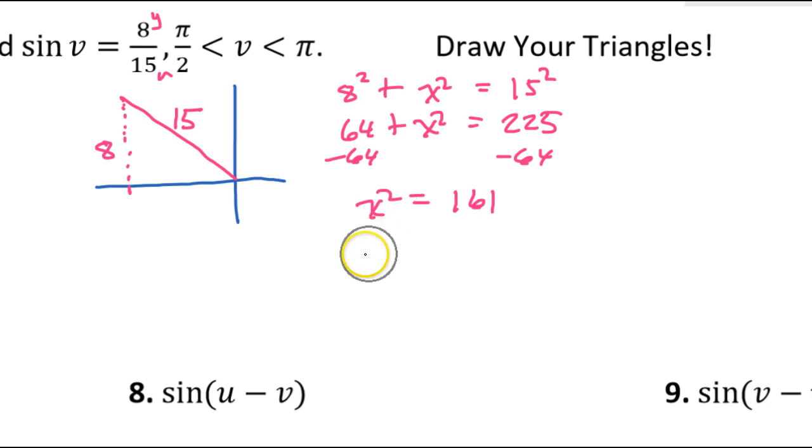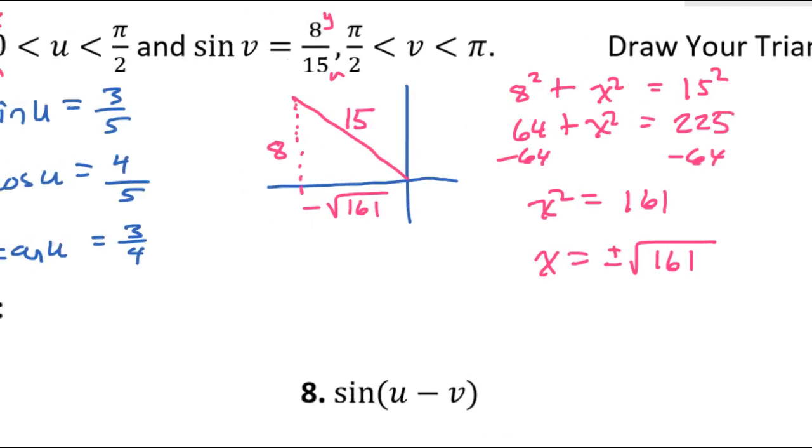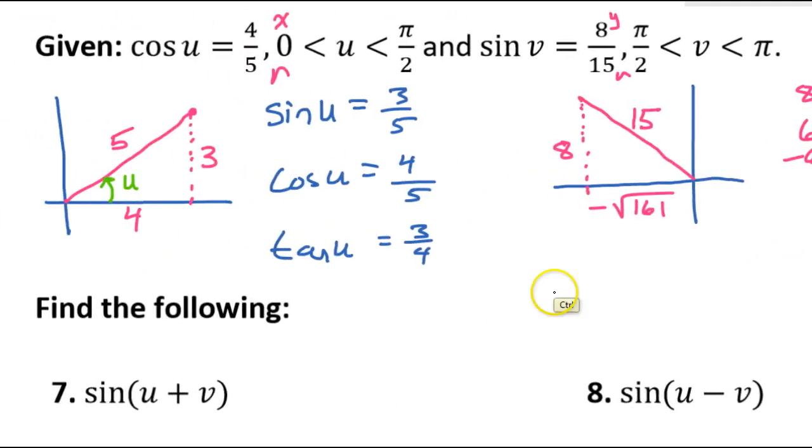Taking the square root of both sides gives me x is equal to plus or minus the square root of 161. In this case, because we are in the second quadrant, it will definitely be negative radical 161. A common mistake is to forget that negative sign, so please be careful. Now we should write down sine, cosine, and tangent again. This time this is angle V, so let's label this very clearly as angle V.